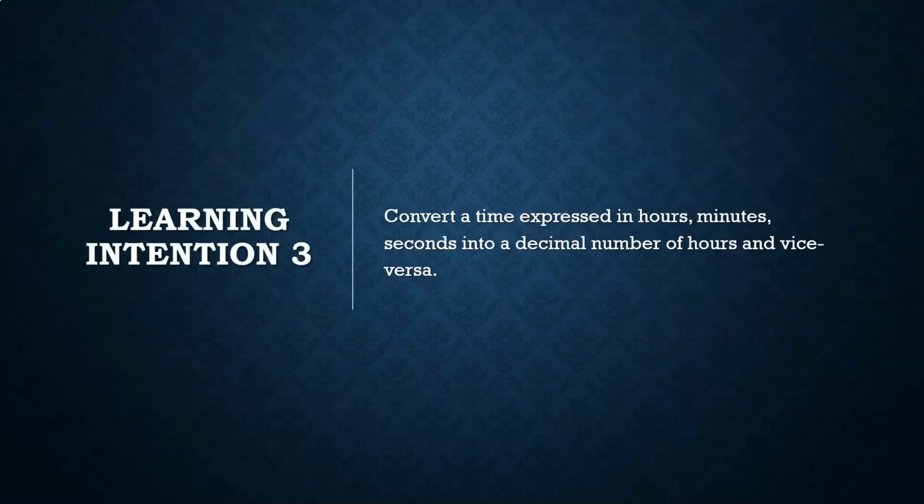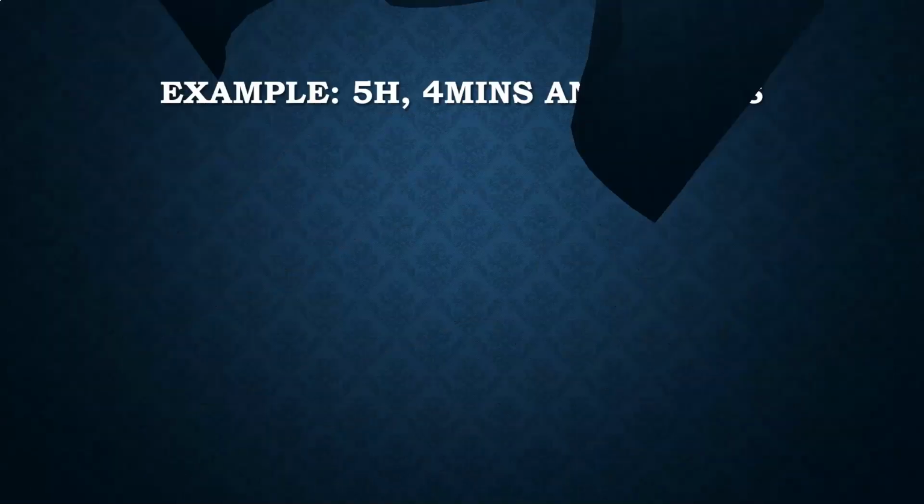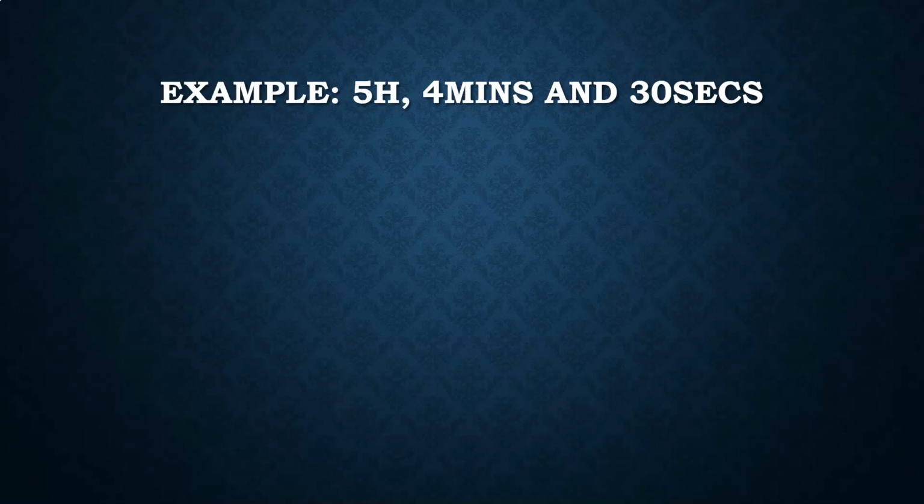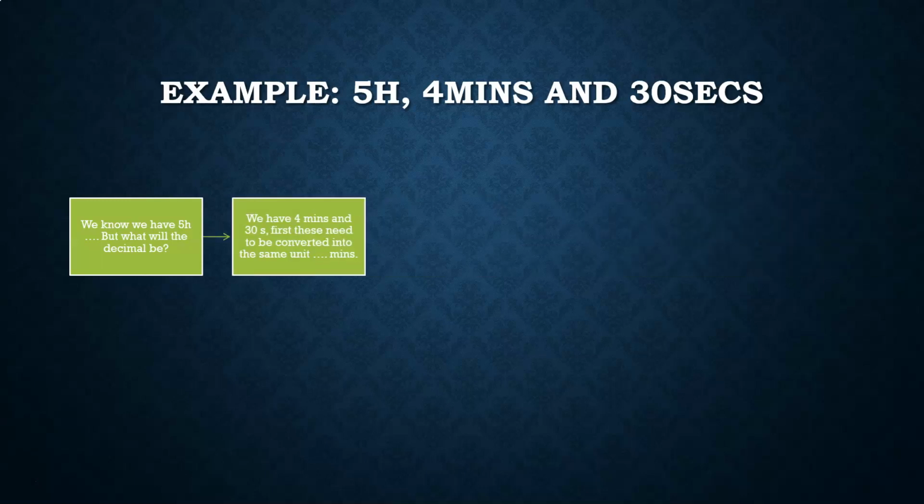Learning intention number 3. Convert a time expressed in hours, minutes, and seconds into a decimal number of hours and vice versa. Let's see how we would do this. Imagine we have 5 hours, 4 minutes, and 30 seconds. How are we going to convert that to a decimal? We know we have 5 hours, but what will the decimal be? We have 4 minutes and 30 seconds.